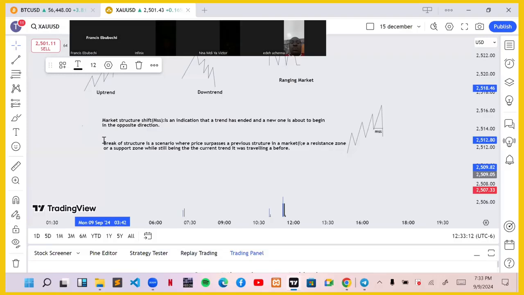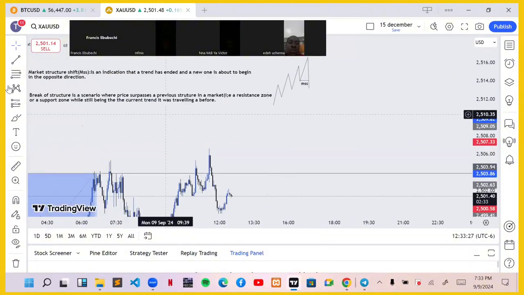Now, market structure shift. Once the trend ends, your trade is going to be in the opposite direction. But in the break of structure, there's a structure break, and we're still going to take a trade in the same direction that the market was traveling at before. So this is what I mean. This is a market structure shift. But in break of structure, you have something like this.